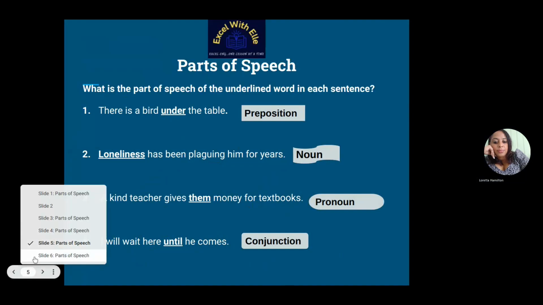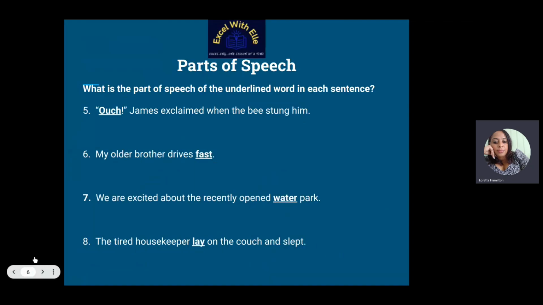Okay? And then we move on to our final slide where we have our final 4 items. Instructions are the same. We're identifying the part of speech of the underlined word. Ouch! James exclaimed when the bee stung him. So we're looking at the word ouch.